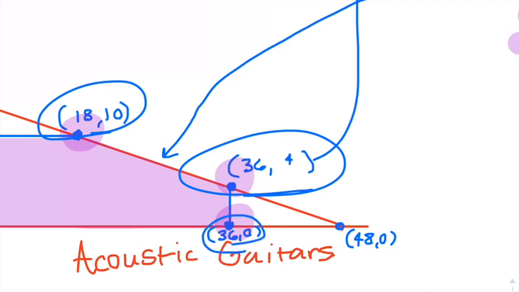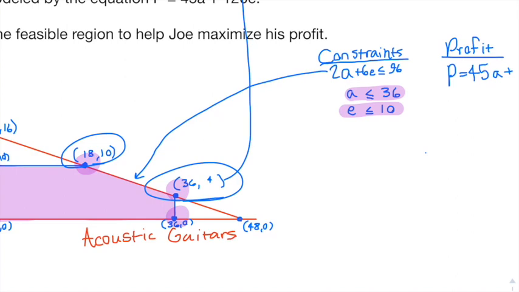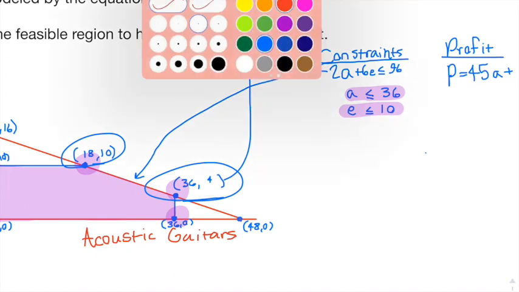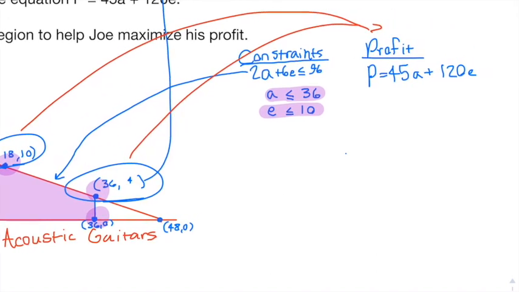The 36, 0 is not going to be a bigger number when we plug it in. But as far as which one is a better combination, we're not exactly sure. So we're going to take both of these points and plug them into the profit equation over here. We'll work one out, get our answer, and then work the other one out.